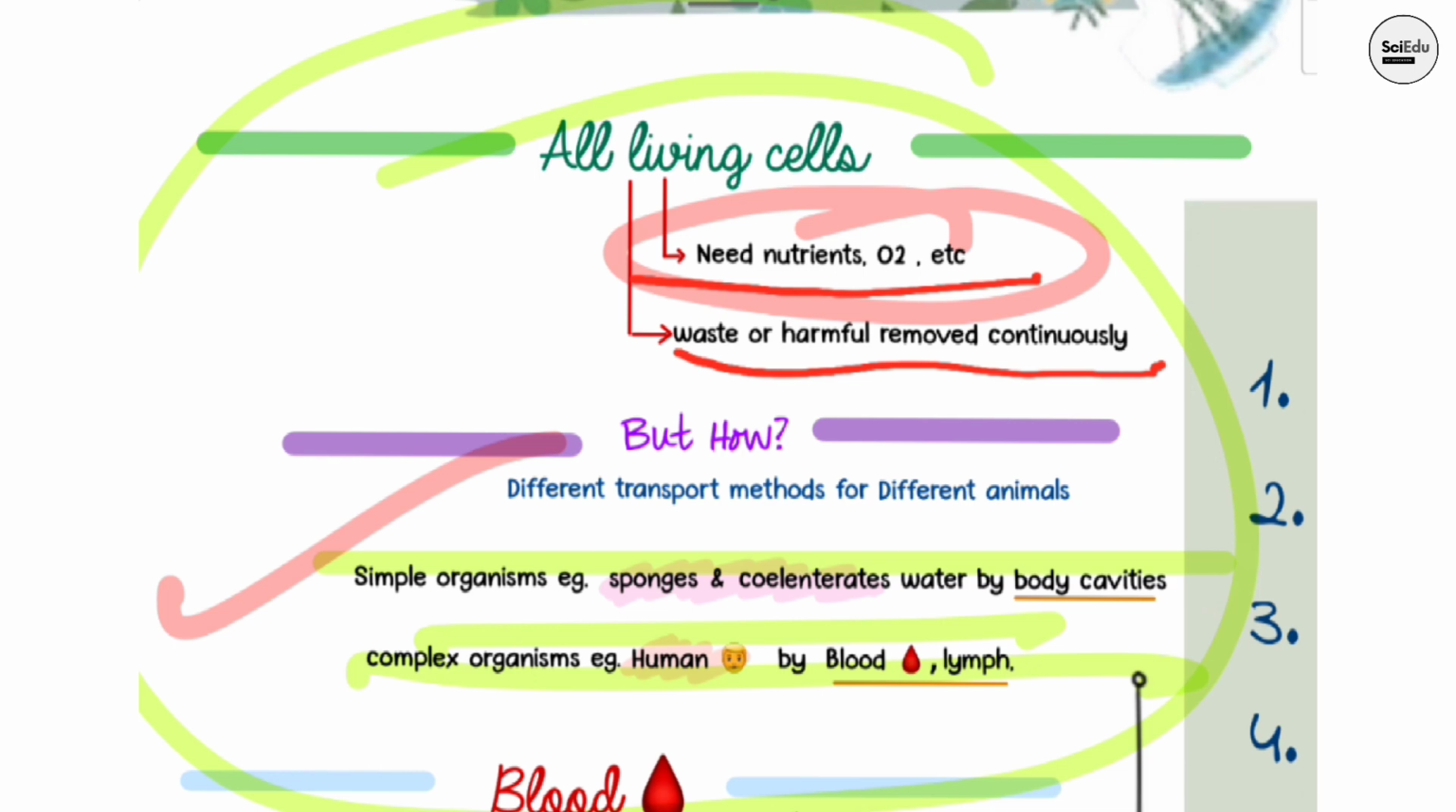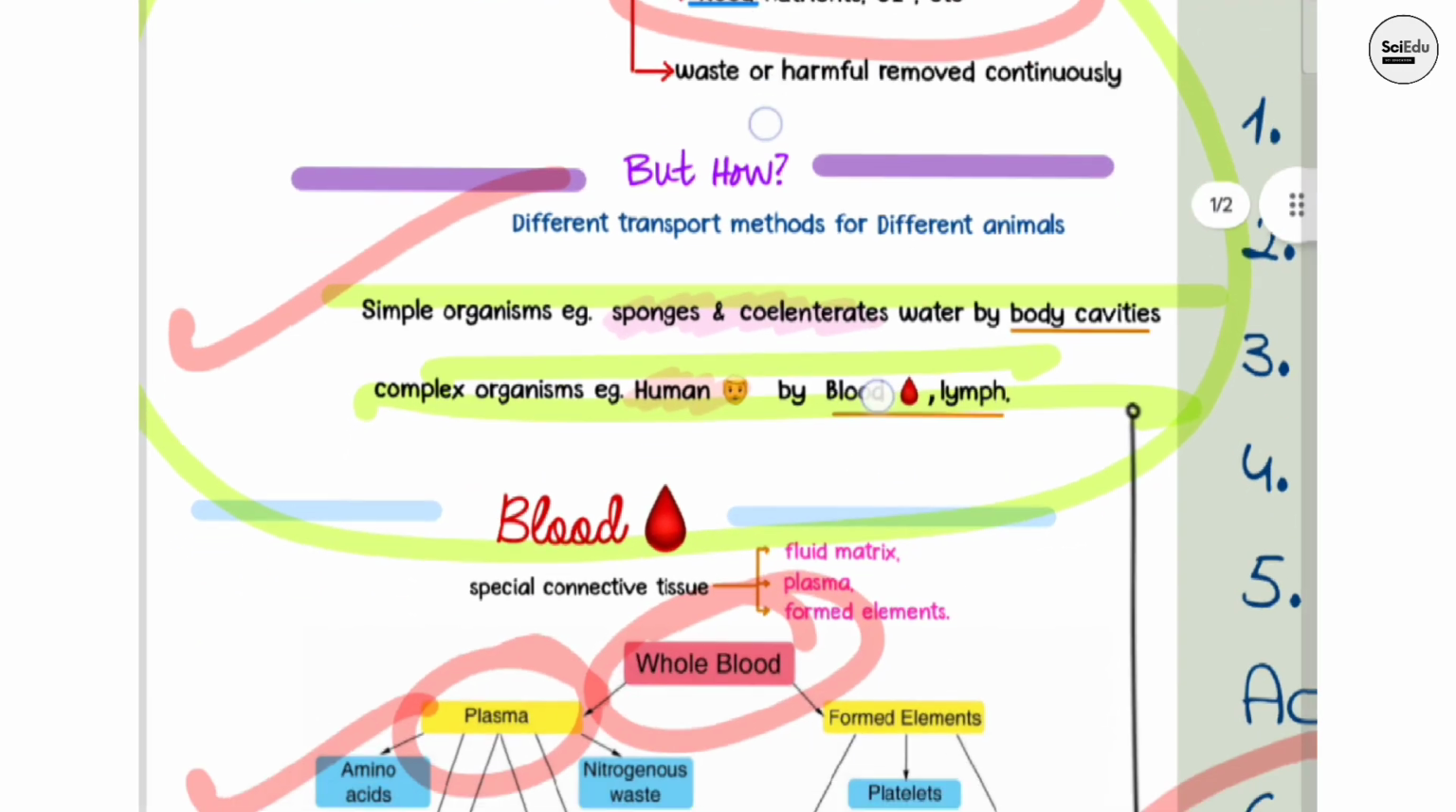Simple organisms like sponges and coelenterates circulate water from their surroundings through their body cavities to facilitate the cells to exchange these substances. More complex organisms use special fluids within their bodies to transport such materials. Blood is the most commonly used body fluid by most of the higher organisms including humans for this purpose. Another body fluid, lymph, also helps in the transport of certain substances.